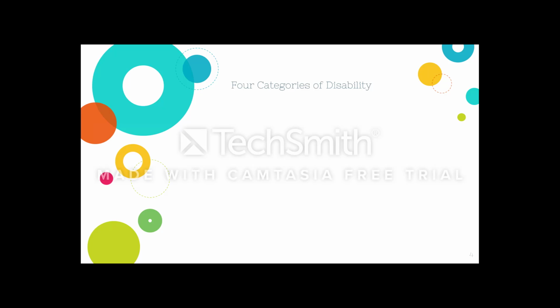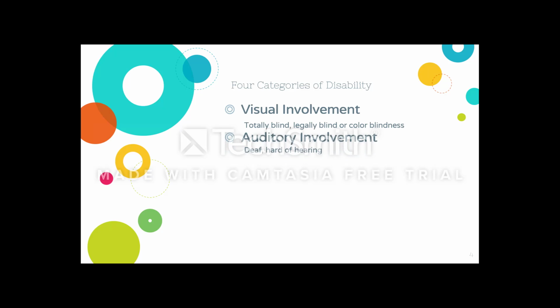The first is visual involvement. Students in this category may be blind, legally blind, or they may be colorblind. Next, we might see students in the auditory involvement category. These students are deaf or hard of hearing.